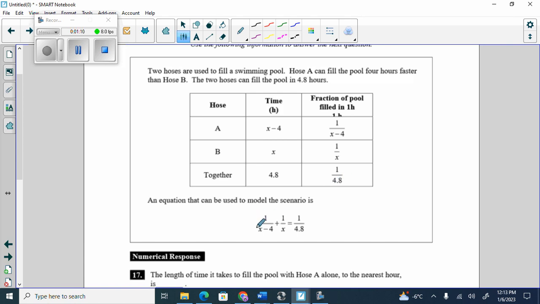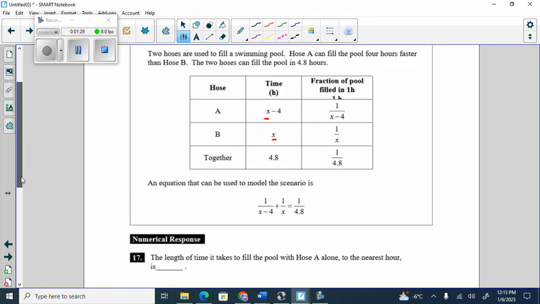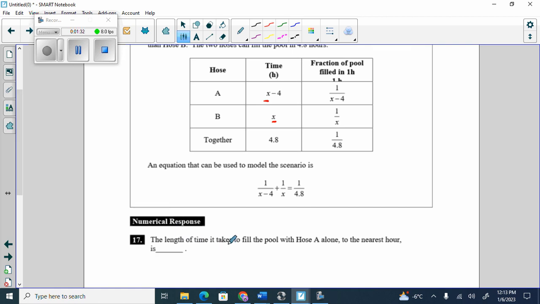Okay, so we do that. They add them up, and they give you this scenario. So what does that mean? That means if we find out what x is, I can subtract 4 from it and get the time to fill with hose A. And if I find x, it actually gives me the time to fill with hose B. If I want to know the fraction of an hour, I can fill it into here. So finding x gives us information. So here it says the length of time it takes to fill the pool with hose A alone to the nearest hour. So what we're going to do is find x first, and then subtract 4.